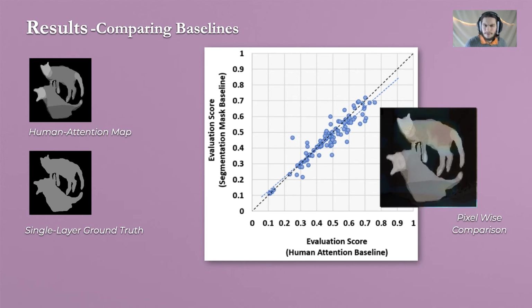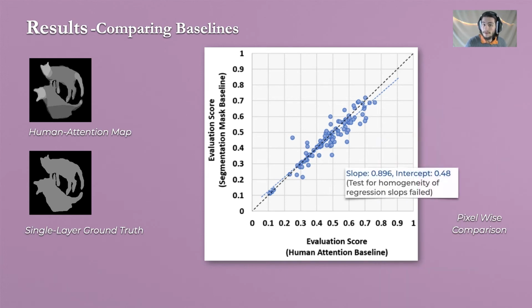This shows that both baselines have a high degree of overlap, yet our regression test for homogeneity with the ideal line fails, meaning that they don't necessarily contain the same exact information. With a slope just under 1, we have evidence that the gradiated human attention maps capture different information than the single-layer ground truth methods. This is good news for our approach because it appears to have less error than the single-layer baseline when using the Grad-CAM technique.